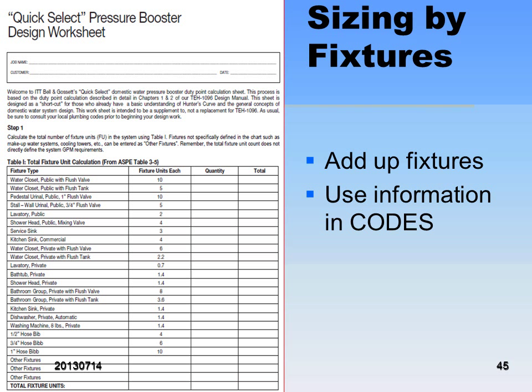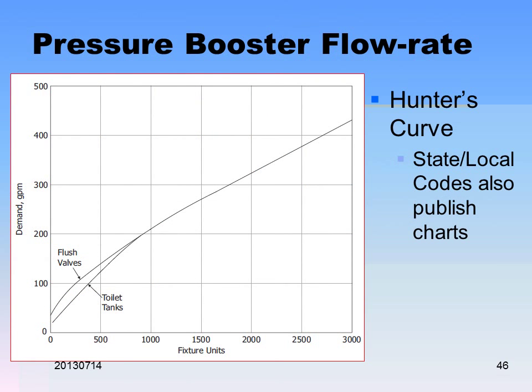So what do we do? We add up the fixtures and we use the information in the codes, the relevant code for the project. It's going to be different for every project a little bit. So you look at the fixture types, the fixture units each, so you put down the quantity and then you add up the total.